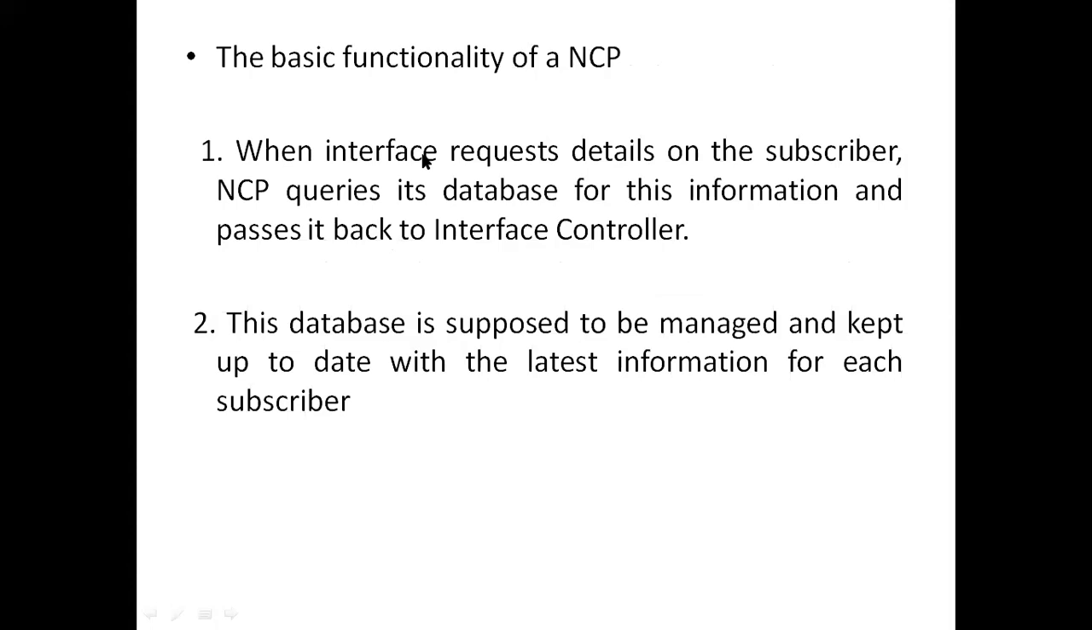Okay, the basic functionality of NCPs are: when an interface controller requests details on a subscriber, the NCP queries its database for this information and passes it back to the interface controller. Why this is done is that the subscriber and their facilities, and the things that he or she is subscribed for, are recorded in the database. Whenever the interface controller requests the NCP to make the connection of a particular subscriber, in order to set up the hardware accordingly, the NCP queries its database and provides the respective information to the interface controller.